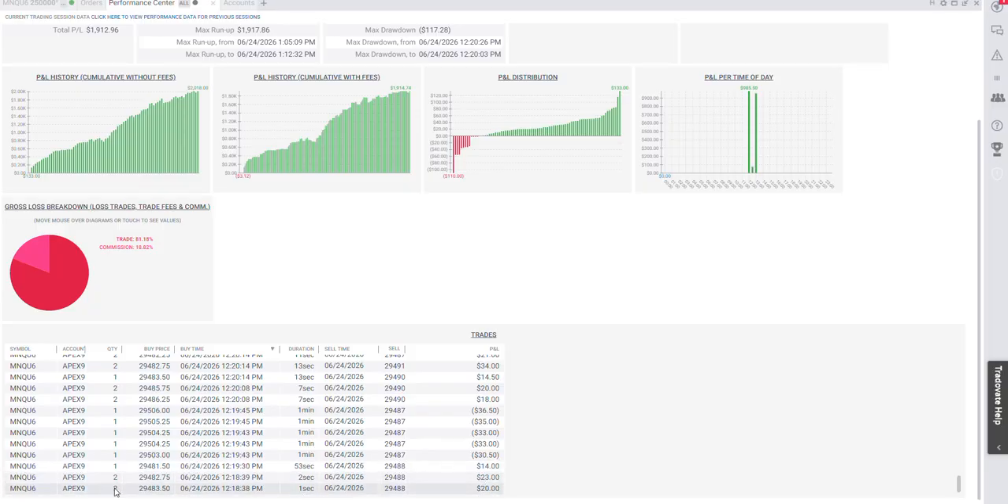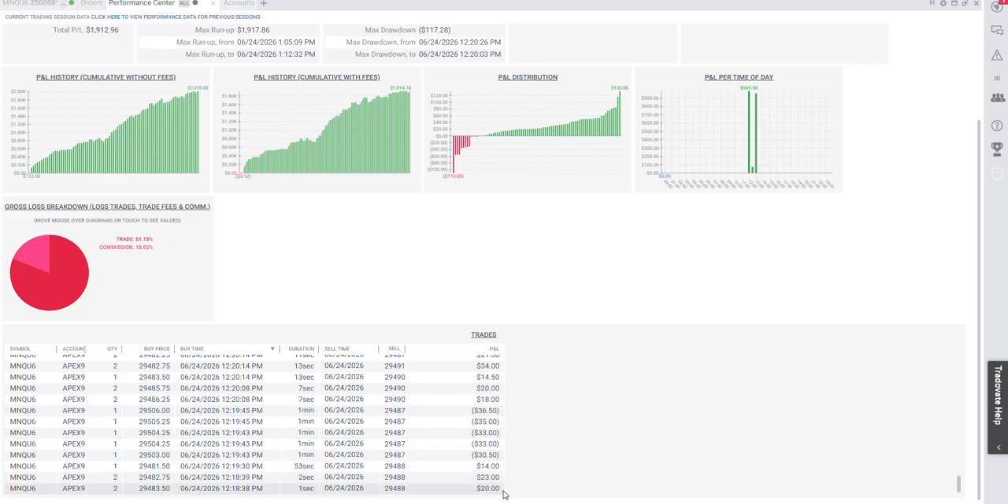This is on my... so these were automatically taken on. So I must have had 10 contracts on. Let's see here. So 1, 2, 3, 4, 5, 6, 7, 8, 9, 10. Yep. So that was that losing trade.